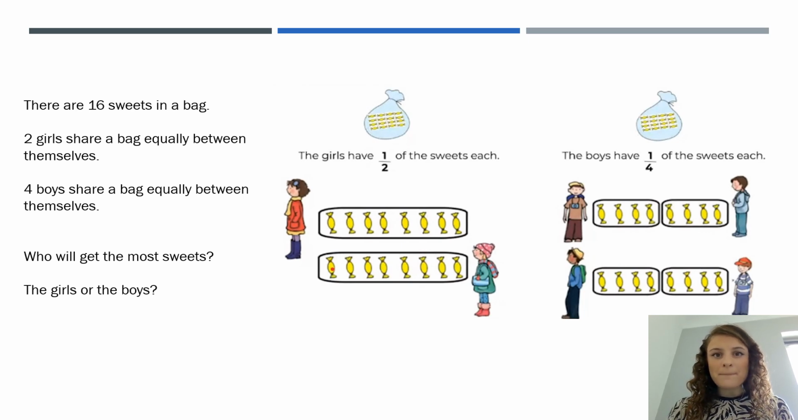Remember, the bigger the denominator, the smaller the fraction. So 1/4 has got a bigger denominator and the boys have got less sweets. So it's clear that because the denominator is bigger, the fraction is actually smaller. So because the girls have got 8 each, they have got more sweets than the boys.